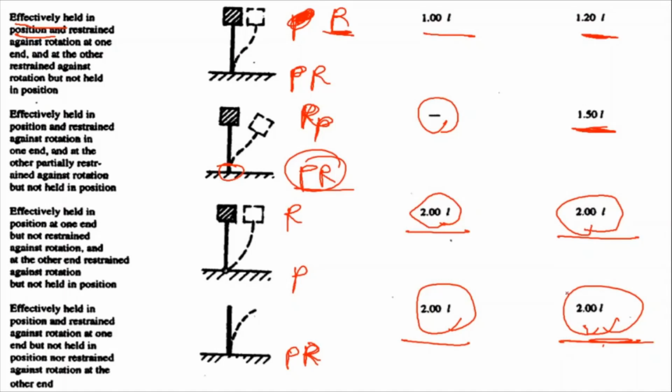So this is about annexure D and annexure E. And in the next video, we will discuss the last annexure, which is annexure G, and that gives the provisions for the calculation of moment of resistance of beams.